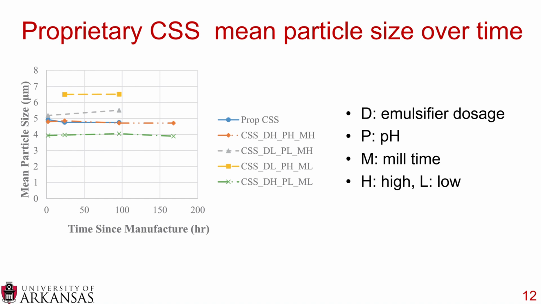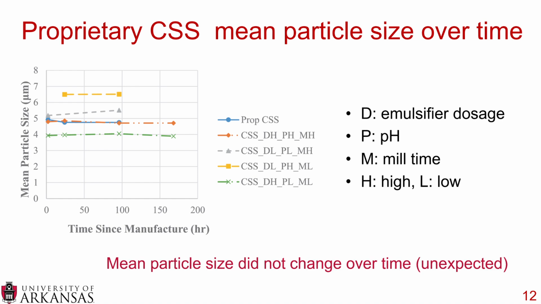Now, taking a look at the same concept, but using particle size instead of viscosity, again, looking at the same emulsions, here we can actually see that the mean particle size did not change over time. And this is very unexpected. If you look at literature, in general, people feel that the particle size increases over time of storage because the particles start falling out of suspension, they start coagulating, they start flocculating, they start joining together. So this is a little unexpected, but it is what it is. It is what was recorded.